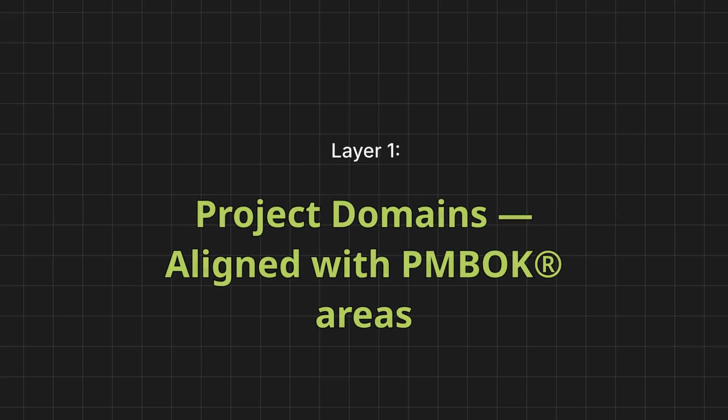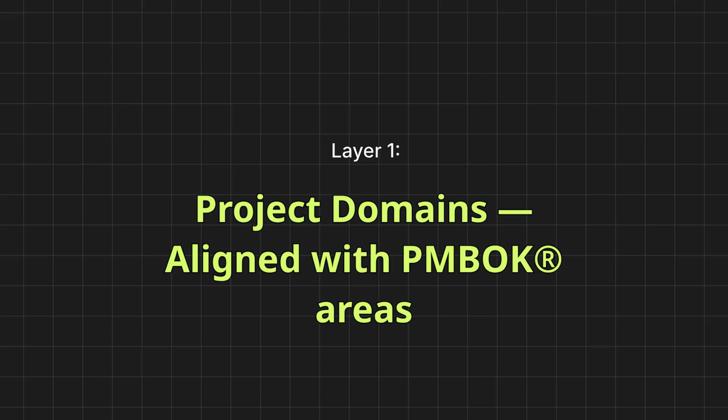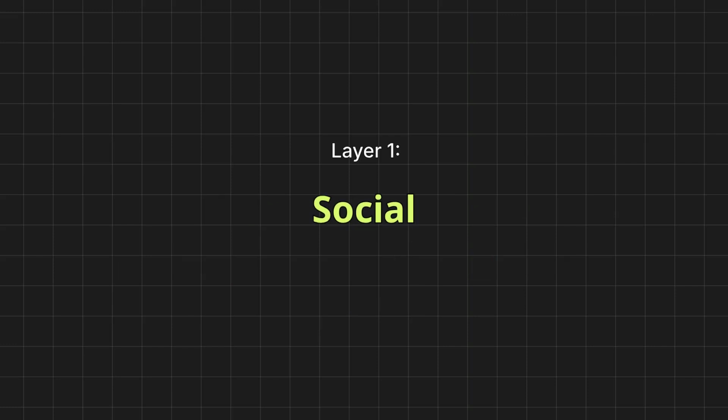To structure project management maturity, project features are organized into a 3-layer classification system. Layer 1 relates to project domains, which involves aligning with project management body of knowledge areas: social, contract, results, and interface. Social covers communication, HR, and integration management, and emphasizes team dynamics and the project manager's leadership. Contract encompasses scope and risk management. Results relate to cost, schedule, and quality management. And interface includes procurement and stakeholder management.